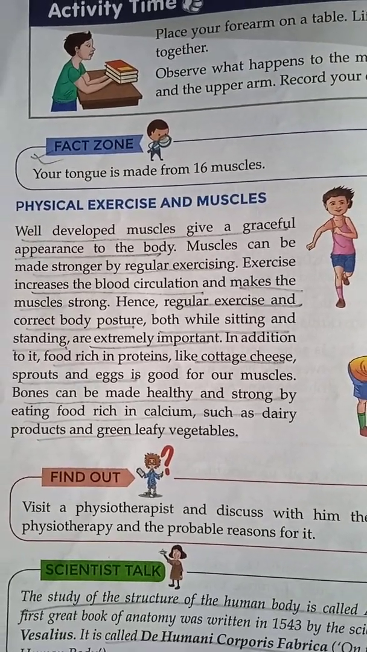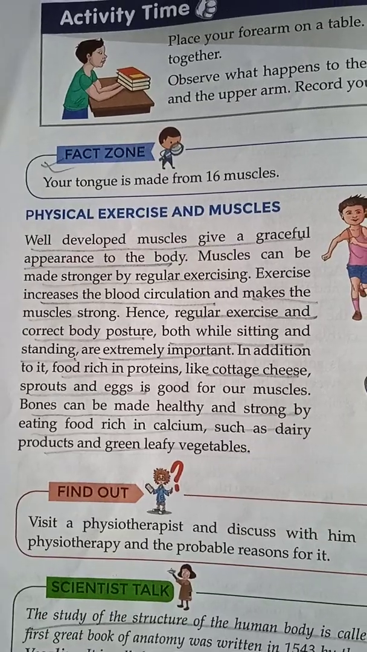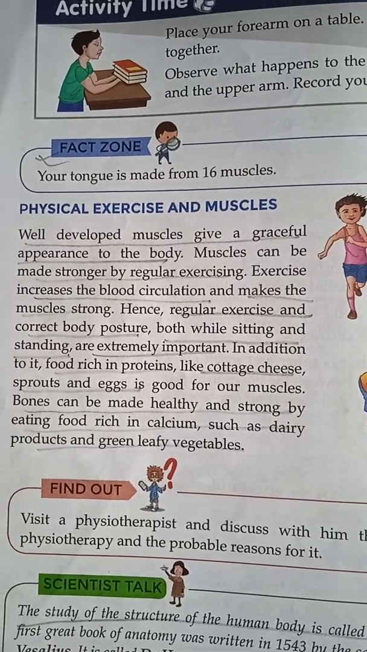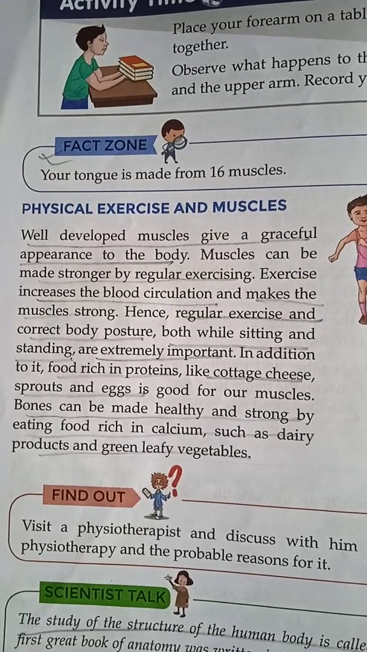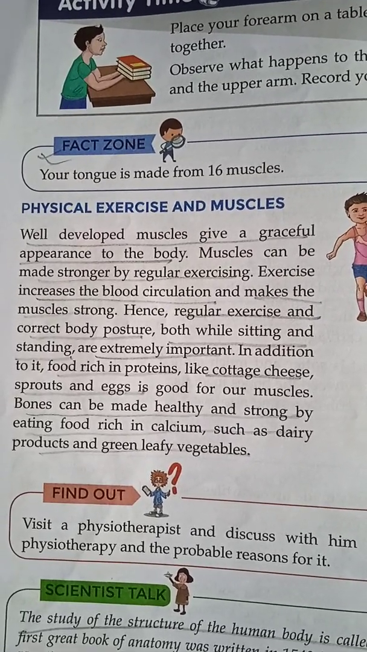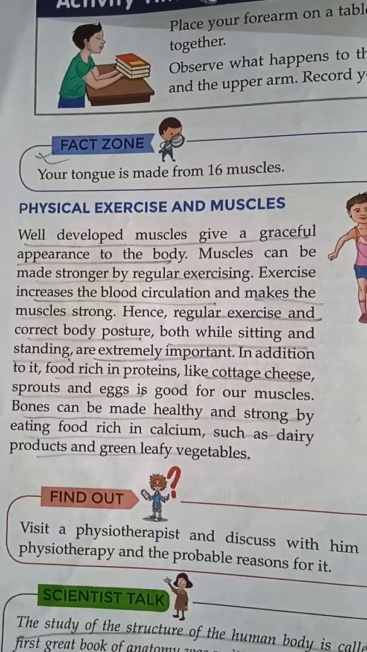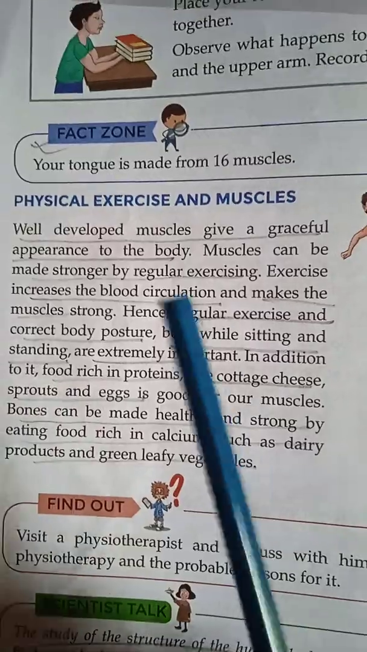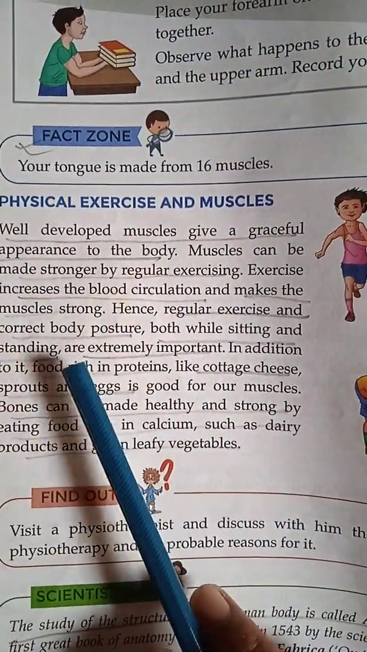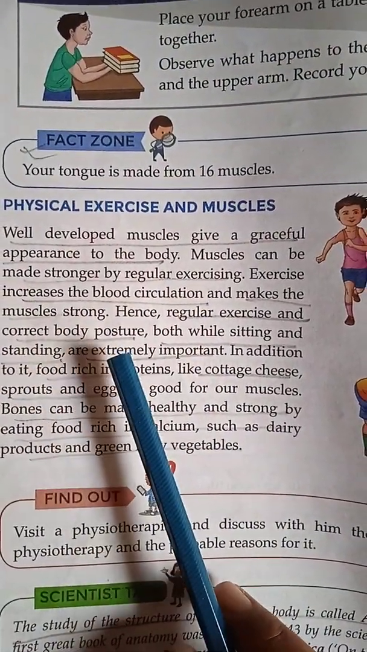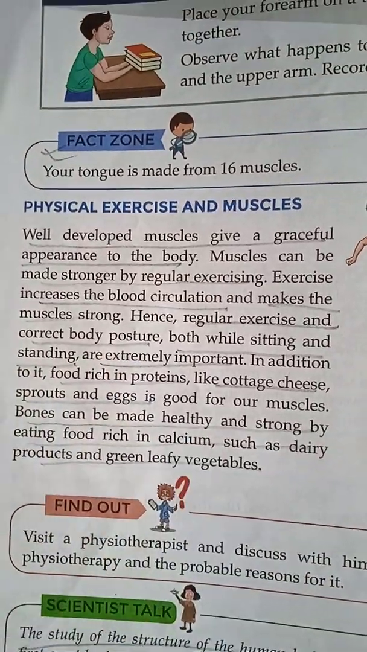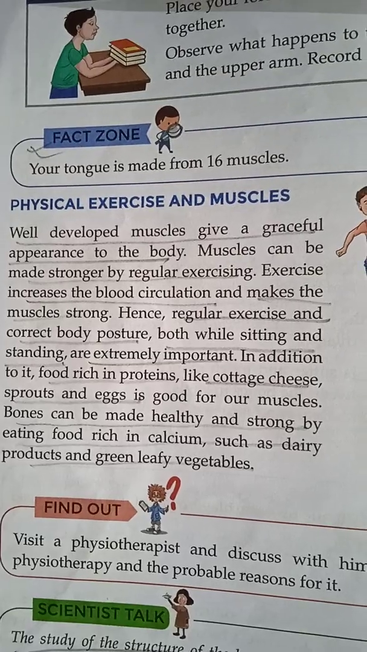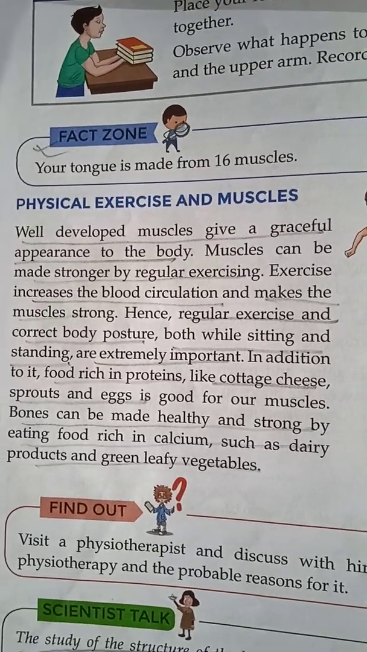So, physical exercises and muscles. It has always been said that you should do physical exercises. By performing physical exercises, your muscles will become stronger. Exercise increases our blood circulation, and when the circulation is increased the muscles are going to be very strong. So regular exercise, and correct posture of the body while sitting, standing, is very important to maintain.